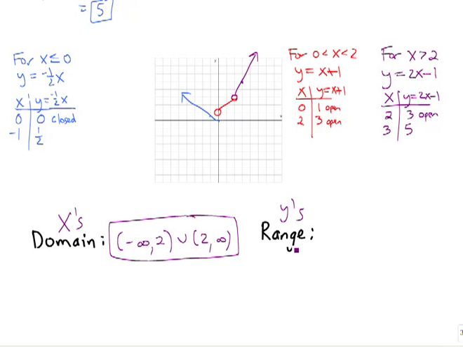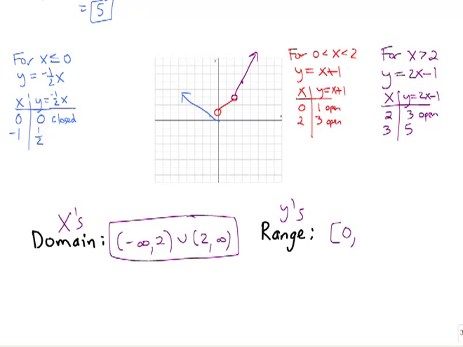For the range, we want to think y-wise. To find a range, it's usually easiest to look at a graph. You want to think up and down, since that's your y values. So what's the lowest y value that got hit? 0, because there are no negative y's ever plotted, and 0 was attained because there's a closed circle there. So the smallest y value is 0, and this is going to start at 0 and include it.